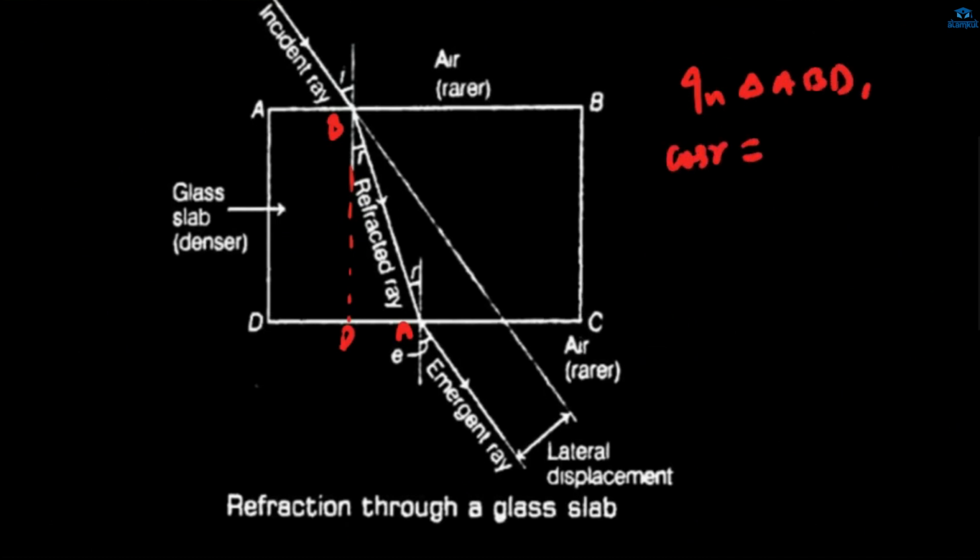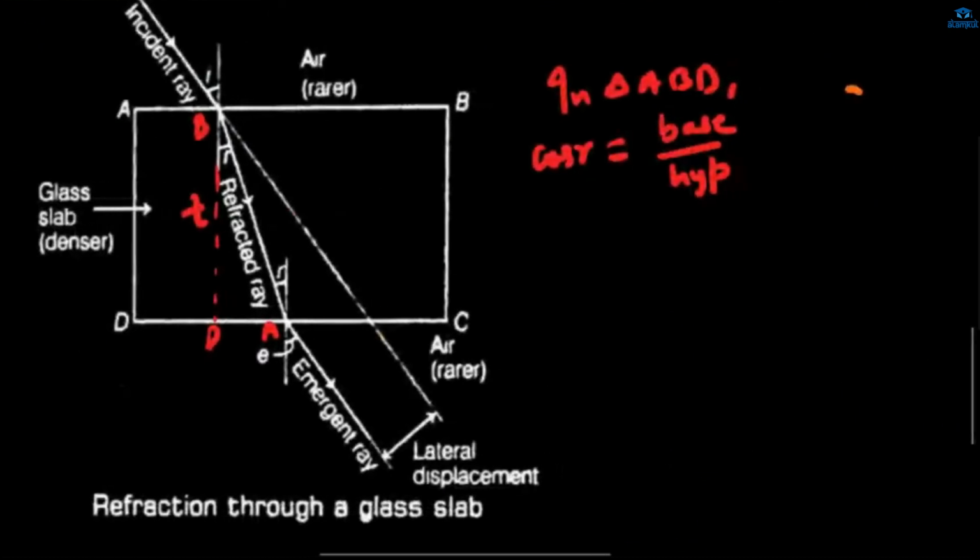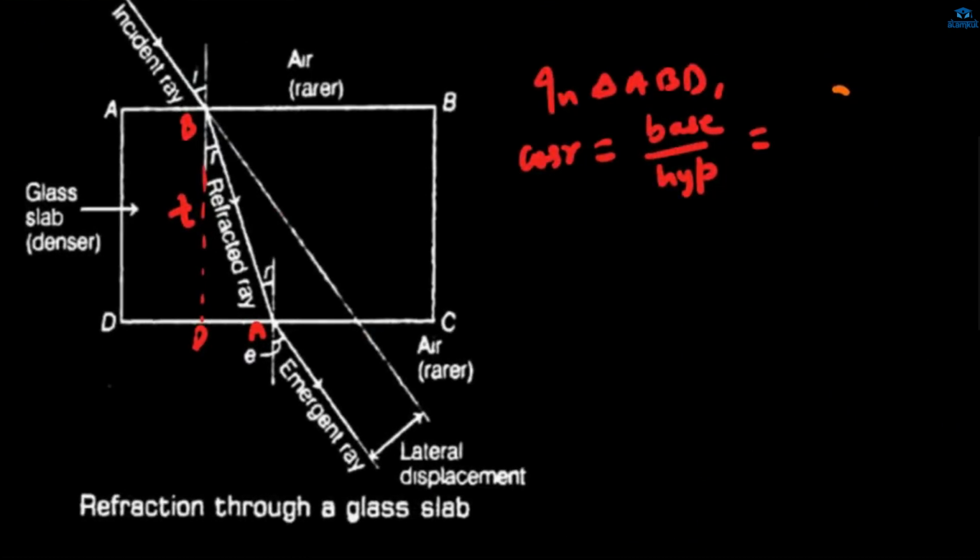For cos R, we know that this BD is T, the thickness of the slab. Cos R is base by hypotenuse. If you are taking angle R, the base is T, or BD, upon the hypotenuse. Since this is making 90 degrees, the hypotenuse will obviously be AB.